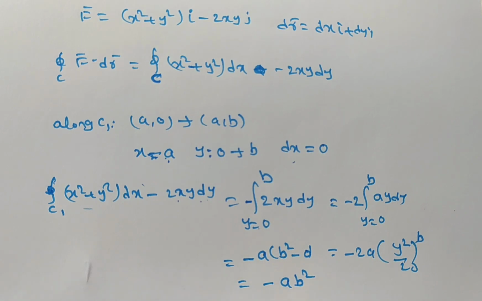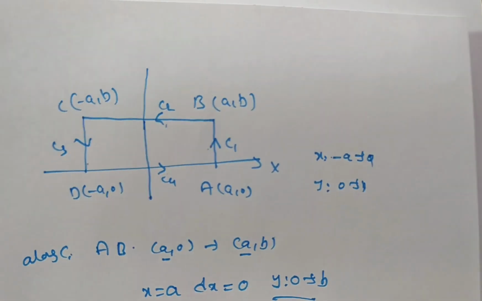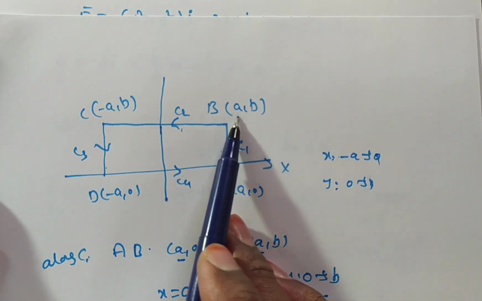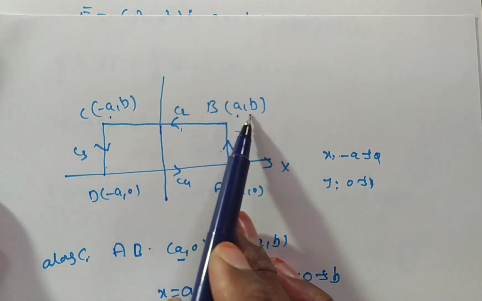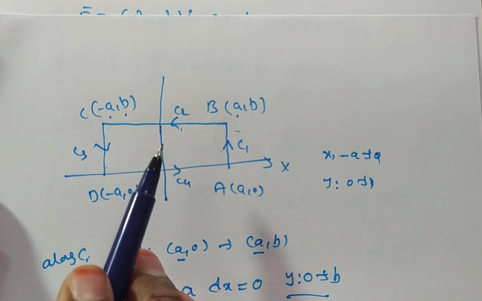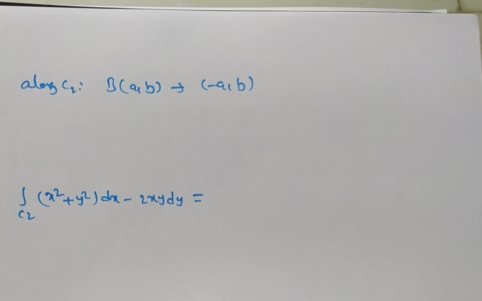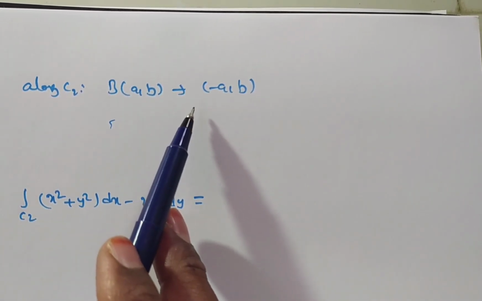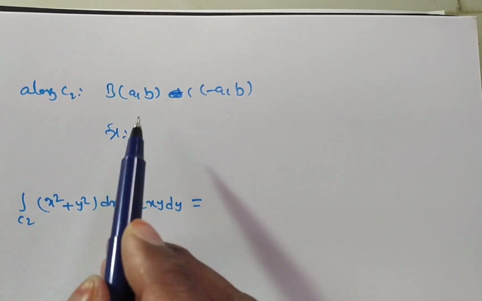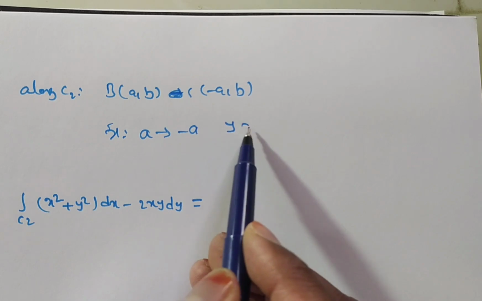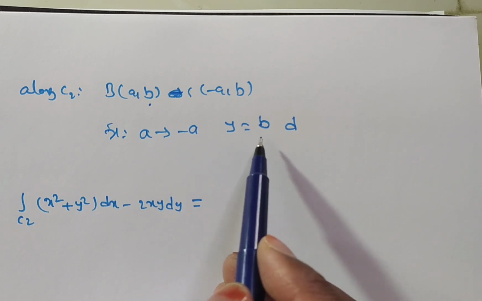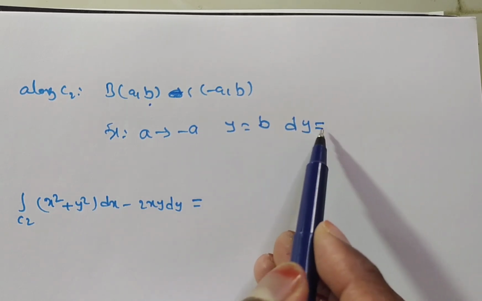Clear? Next we have to evaluate along C2. On C2 you observe x is moving from a to minus a. Y is equal to b. So here the y value is equal to b. Y is not changing in this case, so dy will be 0. This is along C2, B and C. Here you see we are moving from point B to point C, nothing but BC. Here x is moving from A to minus A. And the y value you observe is B here and here also B. So y doesn't change. So the y value is B and its rate of change is 0.